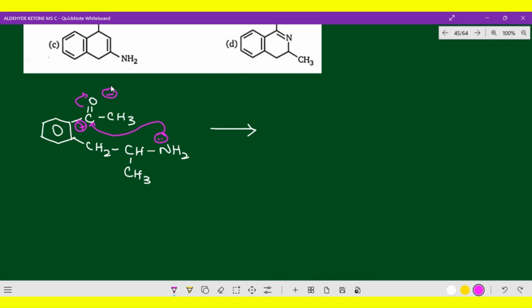This negative charge is attracted towards the positive charge of hydrogen. So 2 H plus ions are available, and naturally it loses a water molecule. So what happens when it loses the water molecule? You get the major product they are asking for. This is the carbon attached with the CH3, and here a double bond. Here it is nitrogen, because the hydrogen has gone with the oxygen, so it loses water. Now here nitrogen, and here CH2, CH, and here CH3.